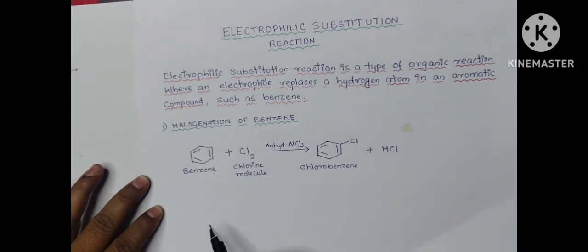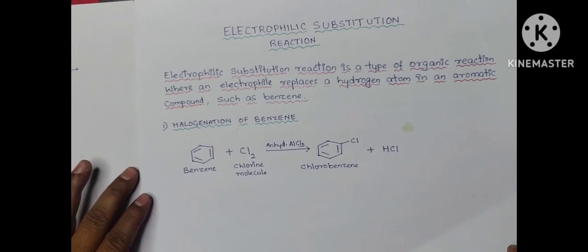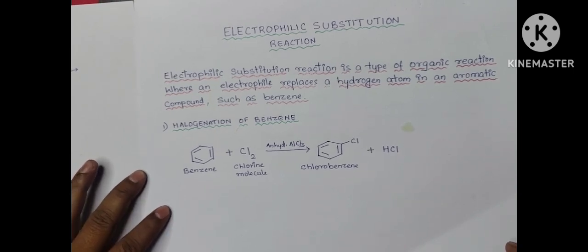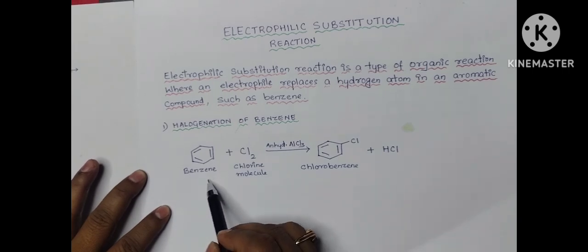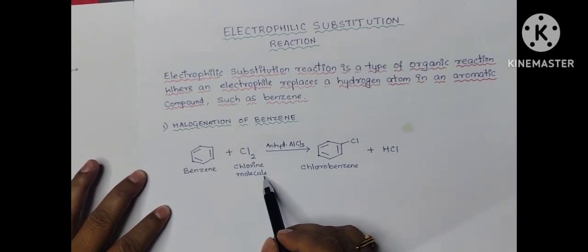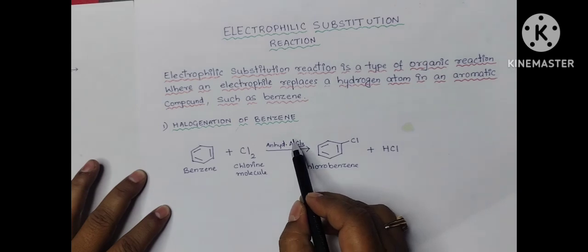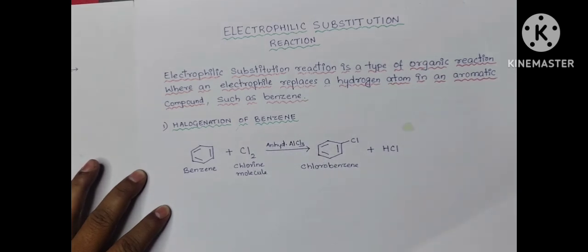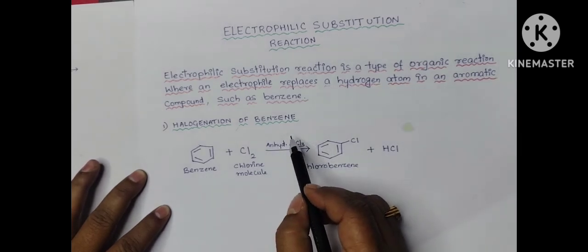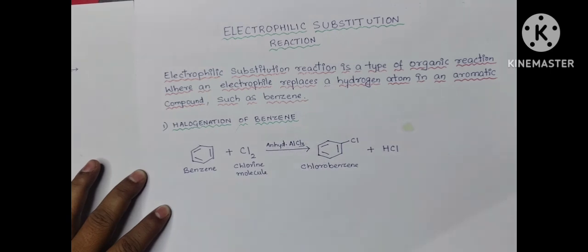such as benzene. As I told you, we are going to discuss halogenation of benzene. The main reaction, if you observe, is benzene reacting with the chlorine molecule in the presence of anhydrous AlCl3. This anhydrous AlCl3 is nothing but a Lewis acid.